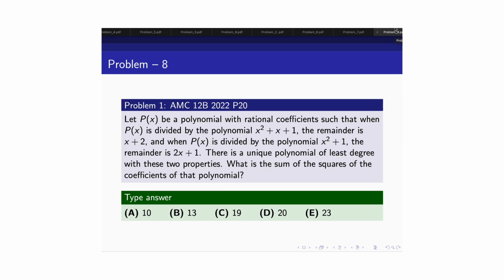Let's do AMC 2022 P20. Let P(x) be a polynomial with rational coefficients such that when P(x) is divided by the polynomial x squared plus x plus 1, the remainder is x plus 2. When P(x) is divided by the polynomial x squared plus 1, the remainder is 2x plus 1. There is a unique polynomial of least degree with this property. What's the sum of squares of the coefficients of that polynomial? Interesting problem. I guess it's degree 3. Yeah, the polynomial is of degree 3.